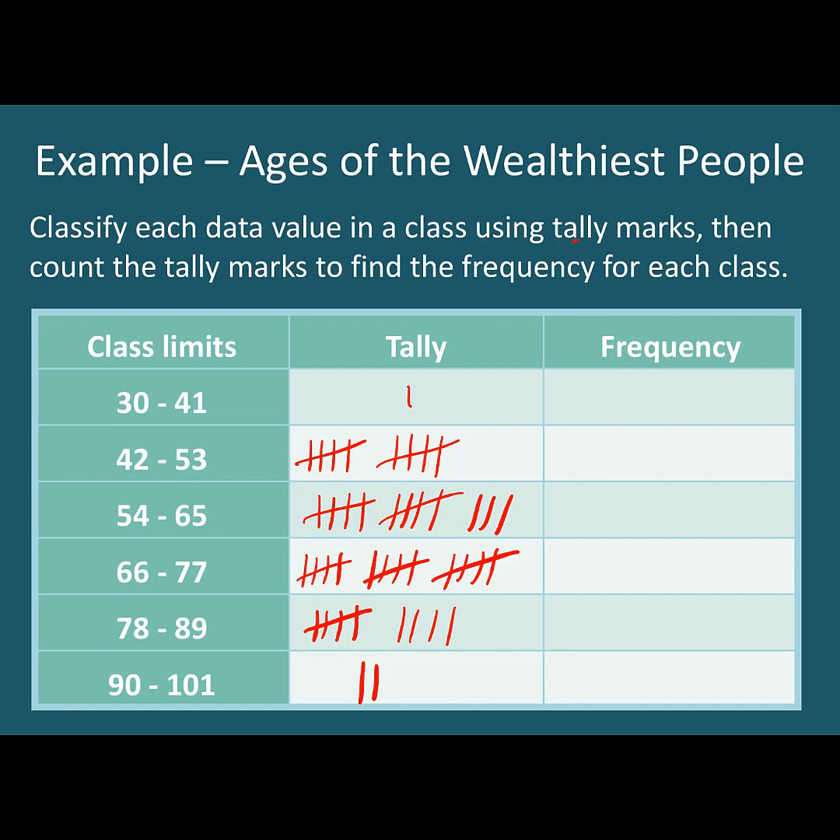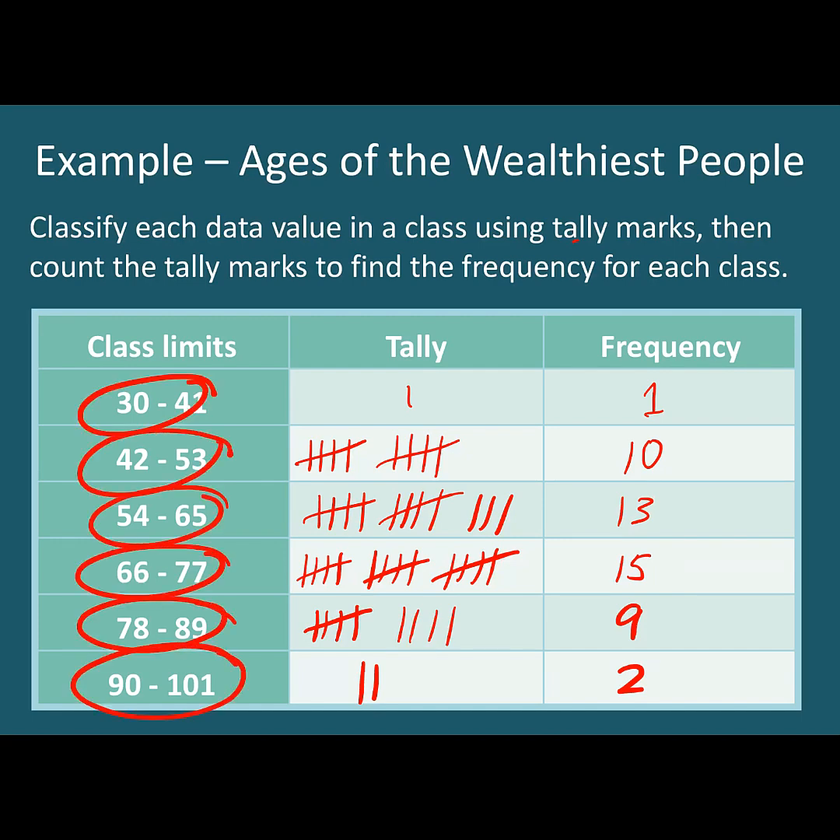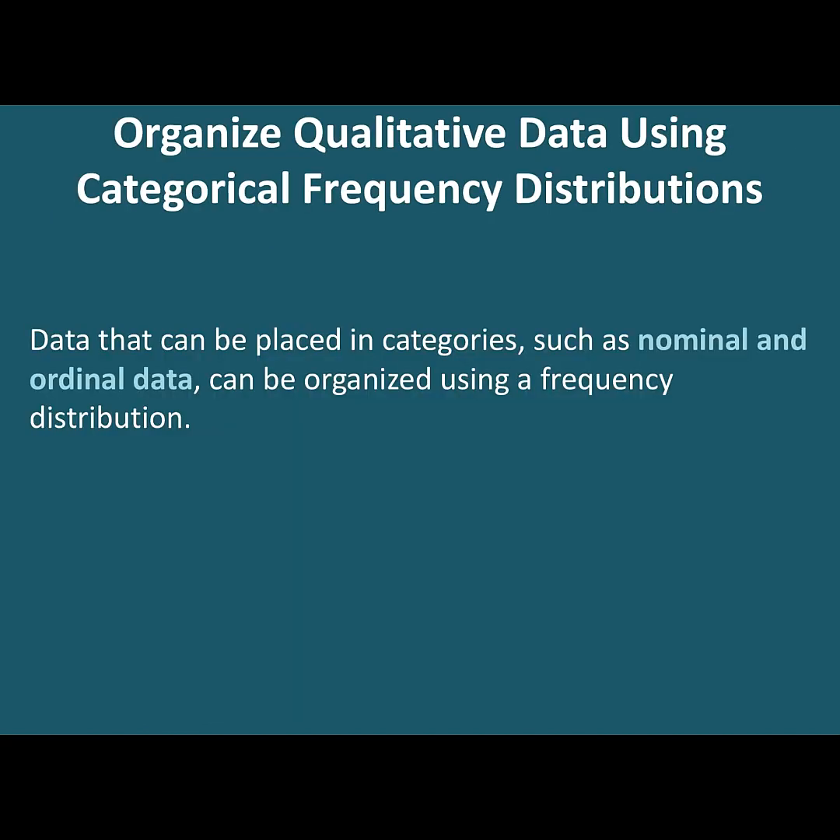And quite simply, after you find the tally marks for frequency, all you need to do is place the appropriate number in the respective category. And that is known as a frequency, meaning how frequently does data appear in the table based on these categories. Now, data can be placed into categories such as nominal and ordinal data, which can be organized also using a frequency distribution.